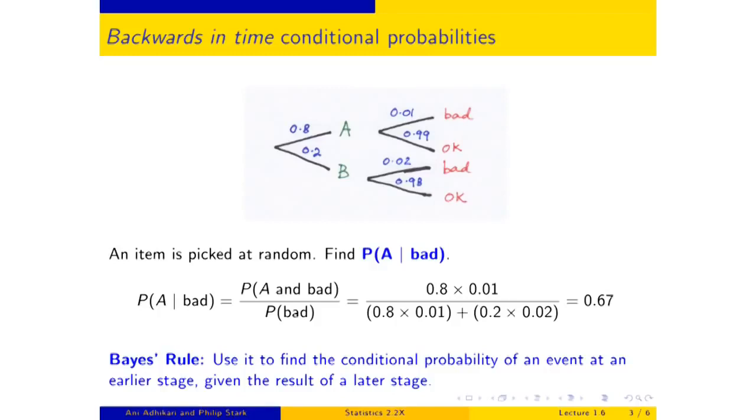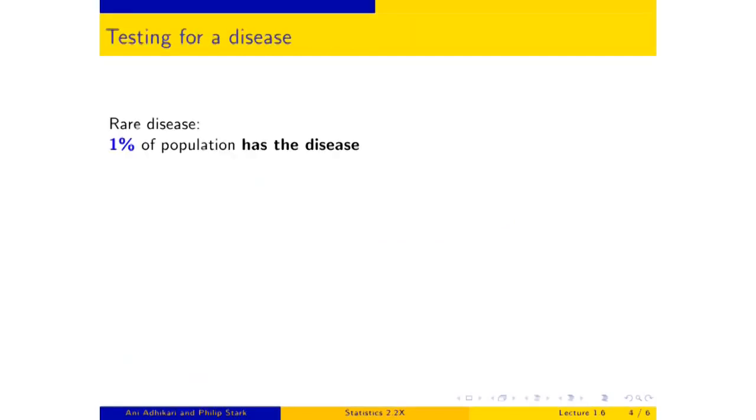I'd like to use it in one more context, which is a little less silly than widgets, and take a look at where we need to be careful. This is the situation where you're testing for a disease. I'm imagining a rare disease, 1% of the population has it. And there's a test for this disease, and the test result is either plus or minus. When the test says plus, the test thinks that the patient has the disease. And when the test says minus, the test thinks that the patient does not have the disease.